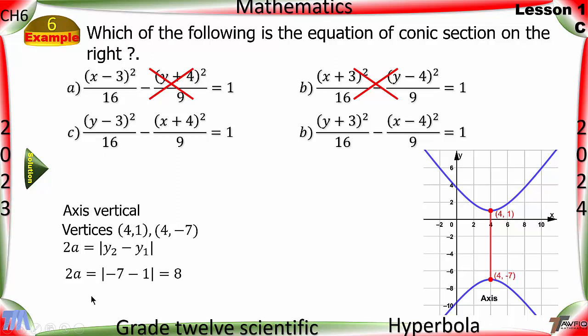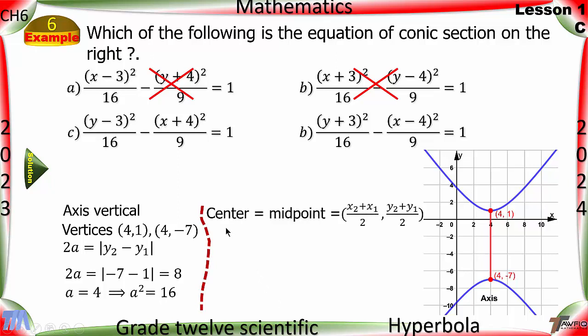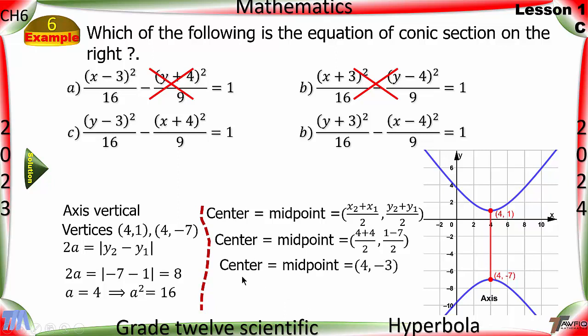So 2a equals 8, and then a is 4, and a squared is 16. Now the center is the midpoint between these two vertices. The midpoint is (x2 plus x1 over 2, y2 plus y1 over 2). So the center is (4 plus 4 over 2, 1 minus 7 over 2), so the center is (4, -3). That means h is 4 and k is -3.